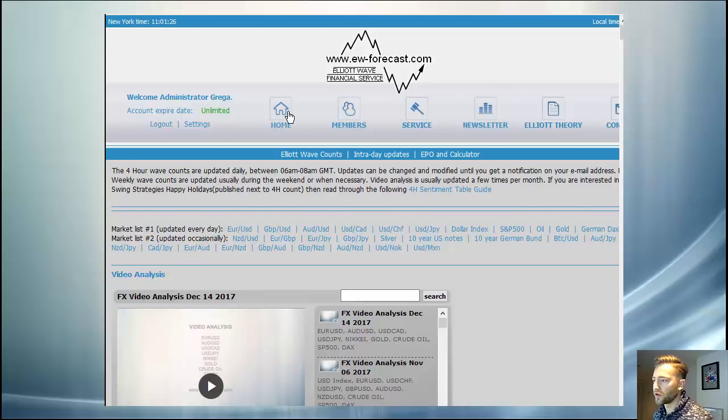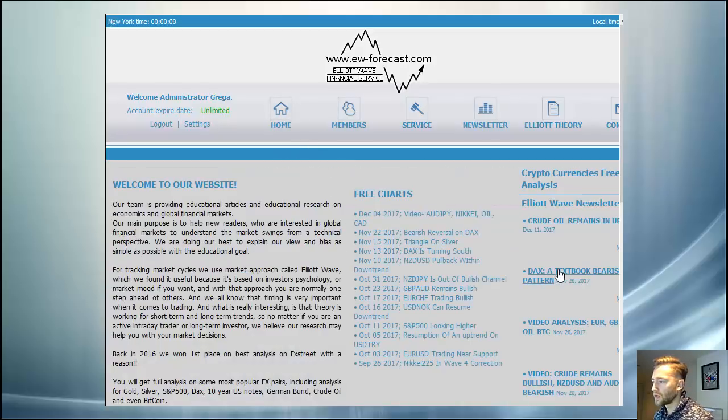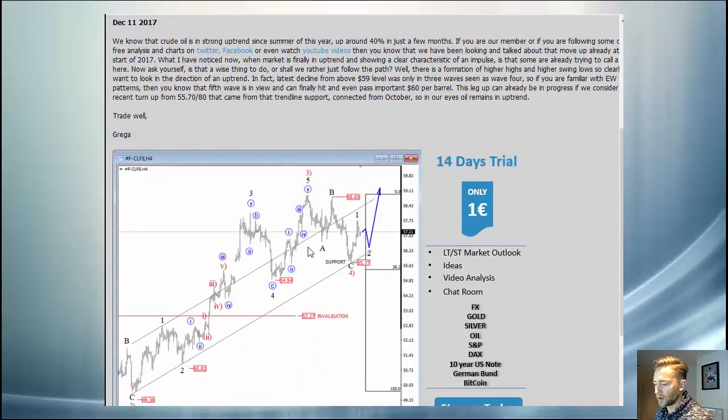I sent out a free newsletter a week back or so. So if you are on our list, then you know that I said a week back that we spotted only a three wave setback and that we are again turning bullish towards $60 per barrel. And the reason for the bullish view was of course very clear.